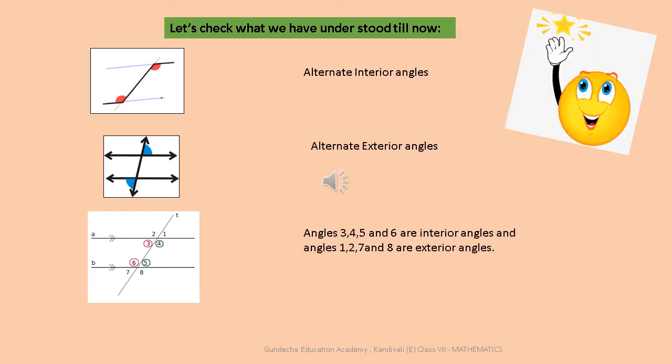So we have understood till now about alternate interior angle and alternate exterior angle. So in the given figure, angle 3, 4, 5, 6 are interior angles, 1, 2, 7 and 8 are exterior angles.